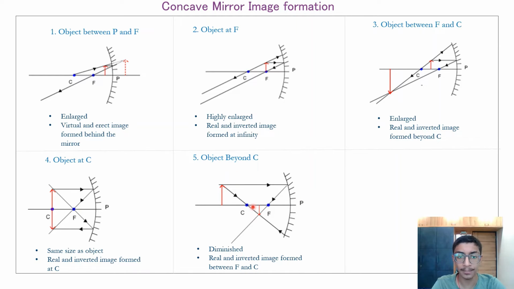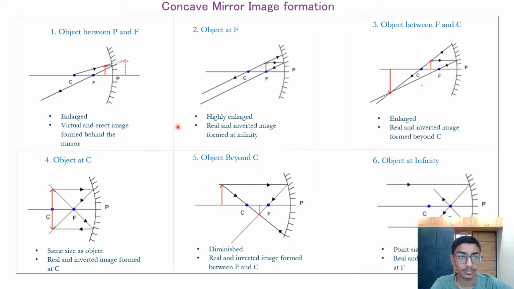When object is kept beyond C, we will get a real and inverted image between F and C and it will be diminished. Now when object is kept at infinity, we will get a point size image at F and it will be real and inverted.